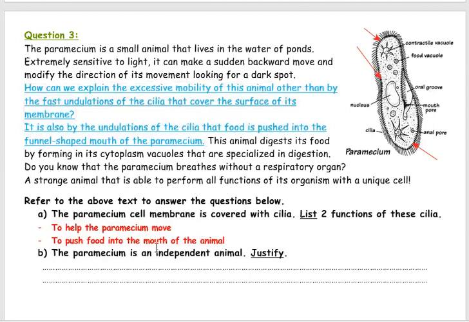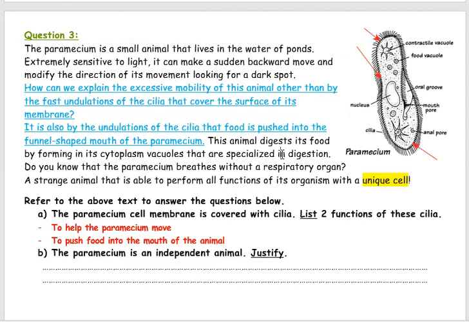The paramecium is an independent animal. This is the most important expression in the paragraph. The paramecium is a small animal. This animal is made of a unique cell. It is a unicellular organism, and for sure a microscopic organism. It cannot be seen by the naked eye. You need a microscope to observe the animal. Its body is formed of one unique cell.